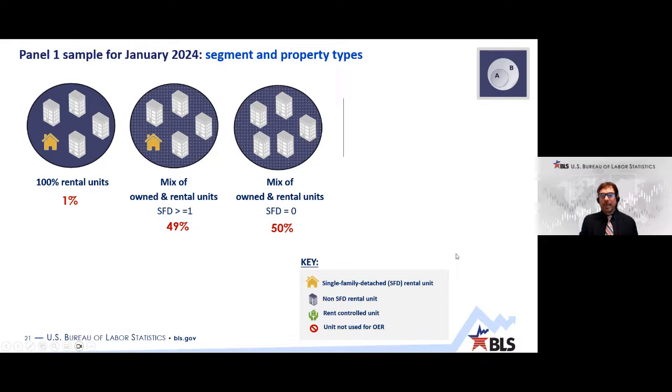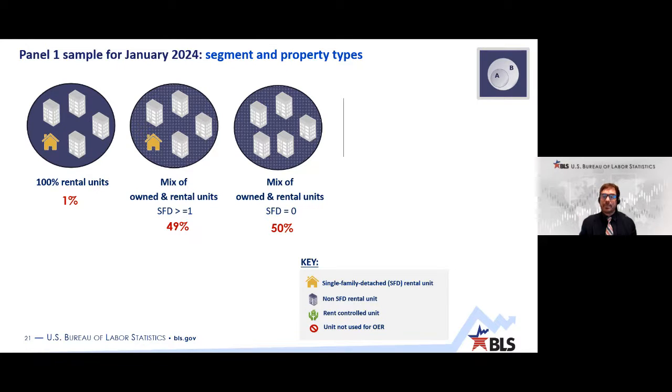Okay, one note about how this pans out, or what it looks like when we take structure type into account. What does the realized sample actually look like? This is a demonstration of what our panel 1 sample for January 2024 looked like by segment and property type. 1% of the segments that were in the sample, this is nationwide, had only rental units. So these are included in the rent index, not included in OER.